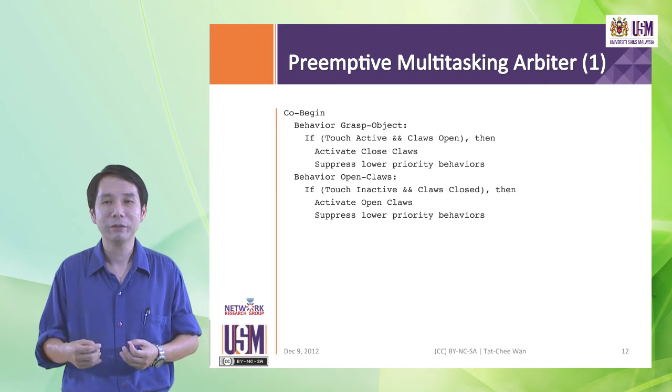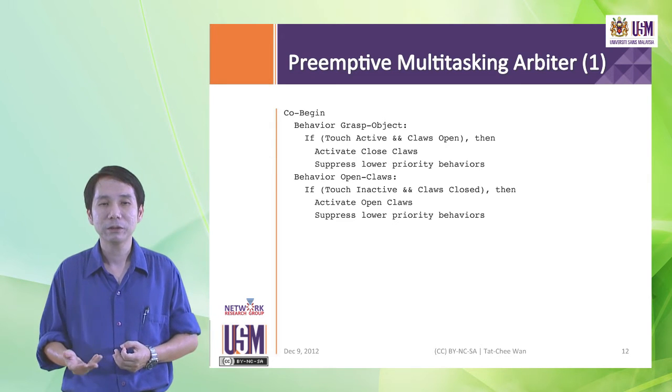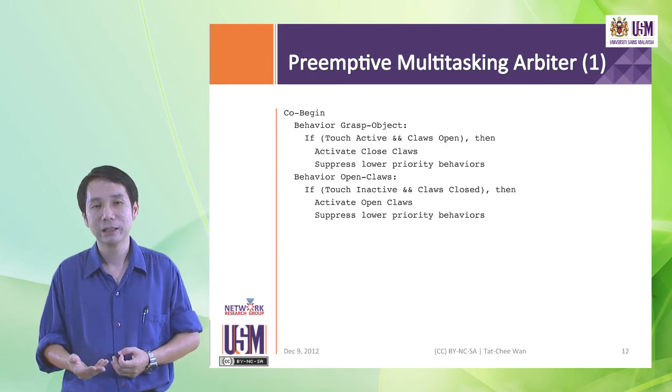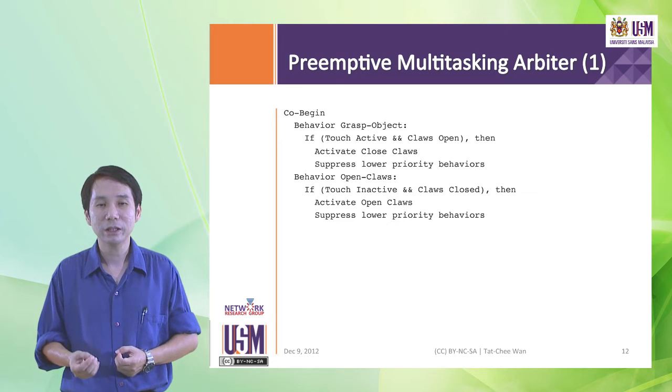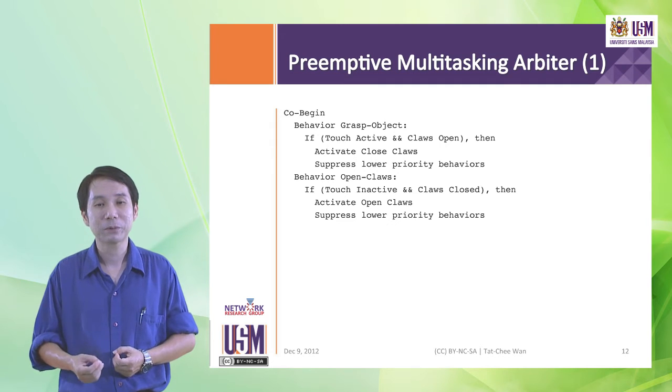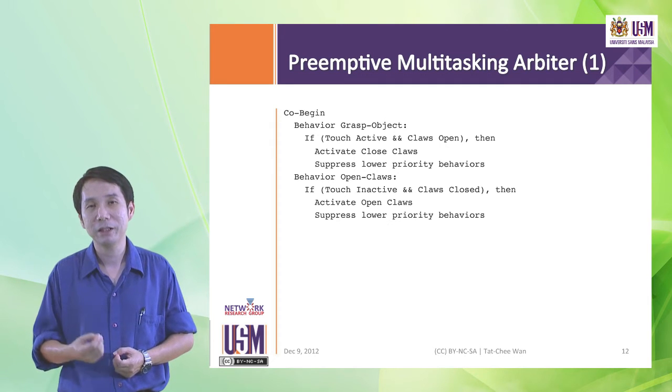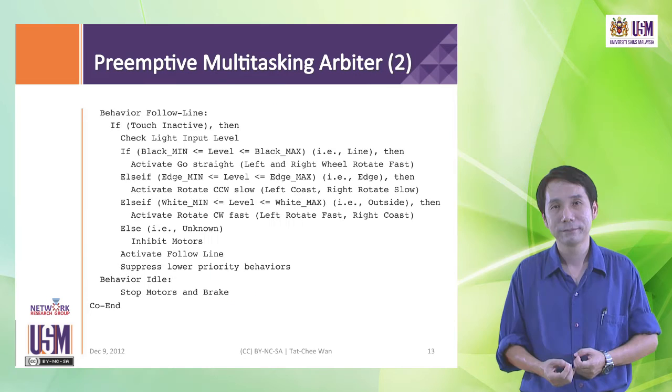We will first look at how we can implement the arbiter using what is called preemptive multitasking. In such a system, a preemptive multitasking program will operate multiple behaviors in parallel. And the behaviors stated here, such as grasp object and open claws, will be activated when the trigger conditions are met. When the trigger conditions are met, they will perform a certain output action, as well as suppress any lower priority behaviors that may have been triggered as well.